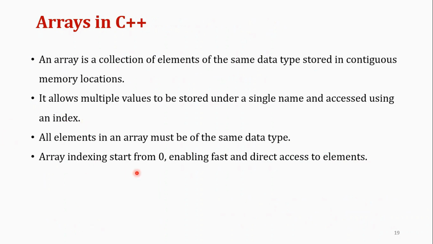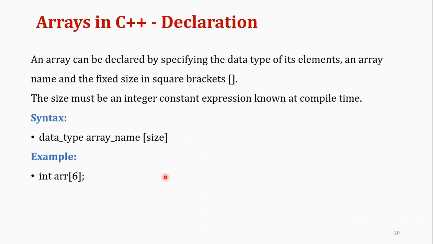And the array index starts from 0. Let us see an example so we can understand easily. The syntax for the array will be this: data type, the array name, and in square brackets you mention the size of the array. For example, int is my data type, ARR is my array name, and 6 is my size. So totally 6 integer elements are stored one after another. We can refer to them by a single name called ARR. So that is what an array is.